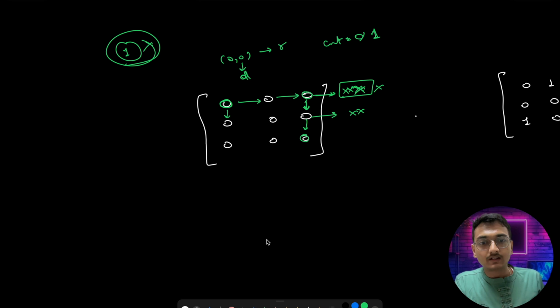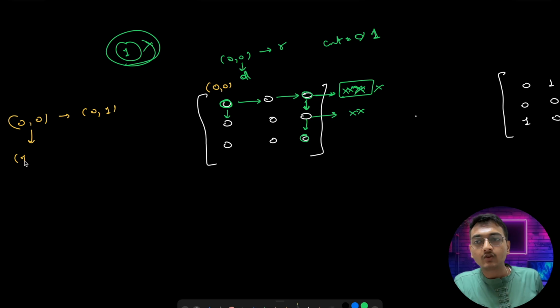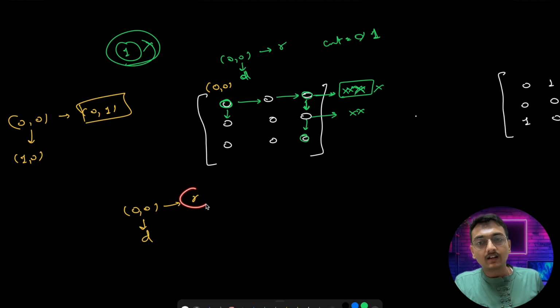So my current index is 0 comma 0. Okay, so from 0 comma 0, I can move to 0 comma 1, right? And I can move to 1 comma 0, right? From this 0 comma 1, if I am able to write recursion for this 0 comma 0, and I can easily move right and down, then recursion will take care of this.